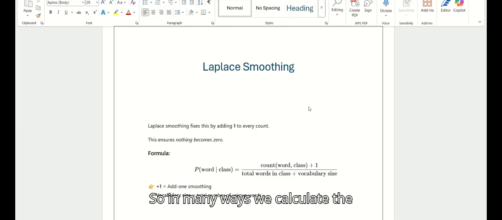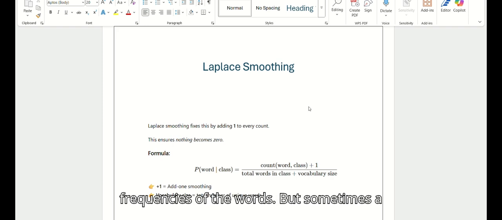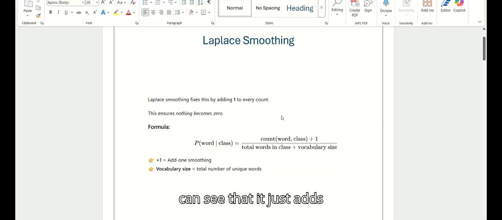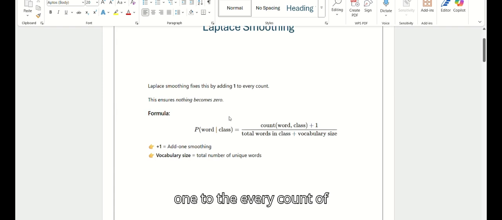So in Naive Bayes, we calculate the probability of a class using the frequencies of the words, but sometimes a word may appear 0 times in a class, and when that happens, Naive Bayes gives a probability of 0, which completely breaks the whole calculation. So Laplace smoothing fixes this problem by adding 1 to every word count, which ensures no probability ever becomes 0 and our model stays stable and accurate. Here you can see that it just adds 1 to every count of the word.